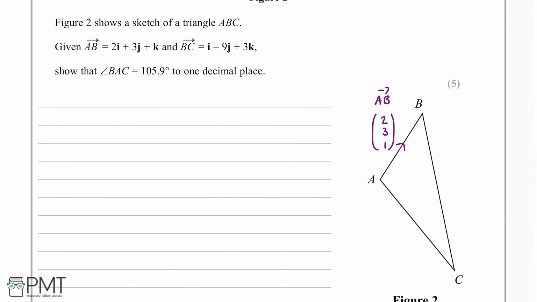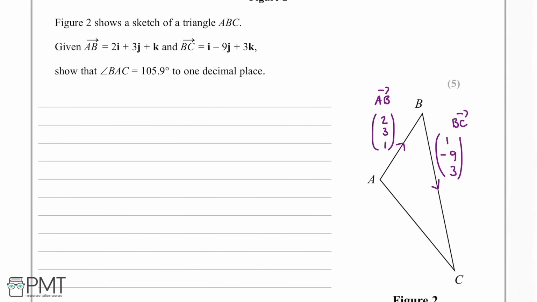Similarly for B to C, we know that it is 1, minus 9, 3. So we'll write that in here. We're going from B to C, so that's 1, minus 9, and 3. That is B to C, and it will be in this direction.